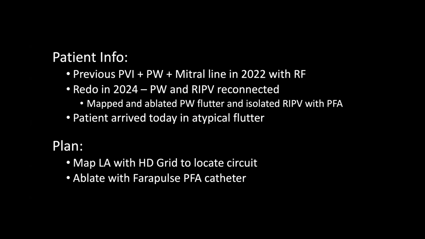Yeah, this is another complex case we did. This time it was a mitral tachycardia. To make the whole story short, it's a third redo. He had already had extensive RF ablation, including a posterior wall, the classic PVI, and an anterior mitral line. He had a redo in 2024. They retouched the right inferior vein and the posterior wall, and this patient presented with another atypical flutter.